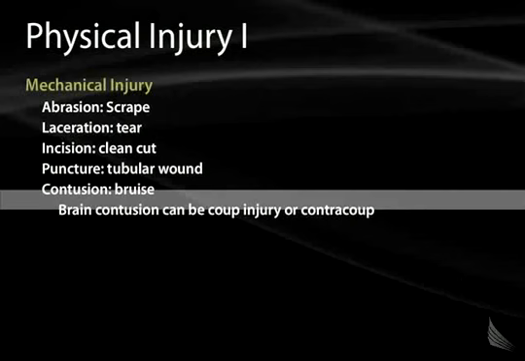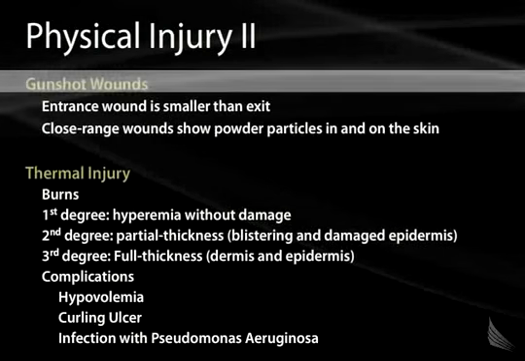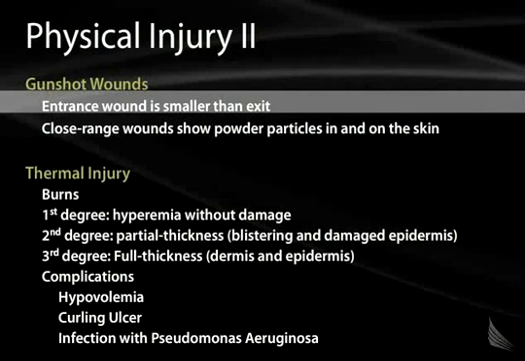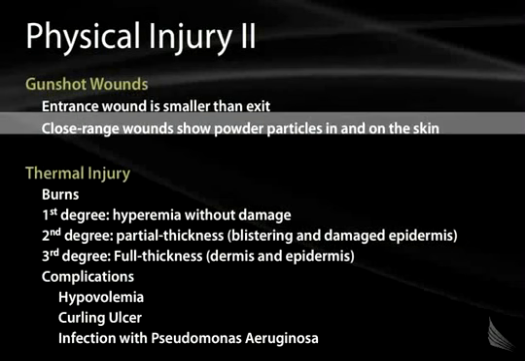Brain contusions or bruises can be caused either by coup or contrecoup injuries, and will be discussed more in the CNS lecture. With gunshot wounds, remember that entrance wounds are often smaller than exit wounds, and that close-range wounds, where the barrel of the gun is held against or close to the skin, will show powder particles embedded in and on the skin.